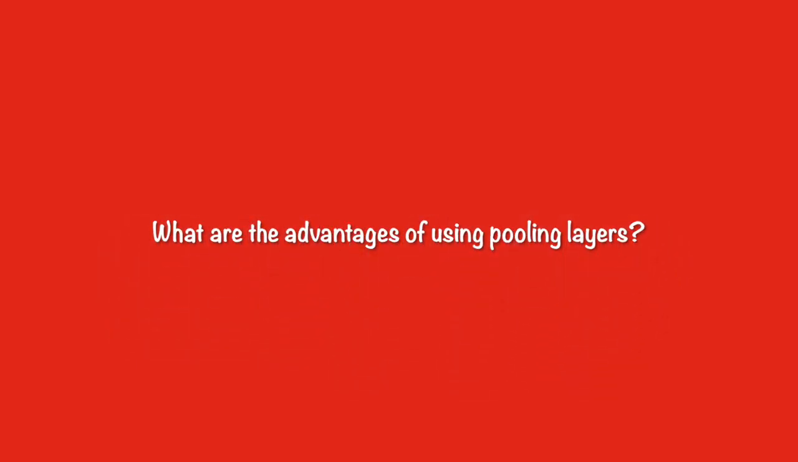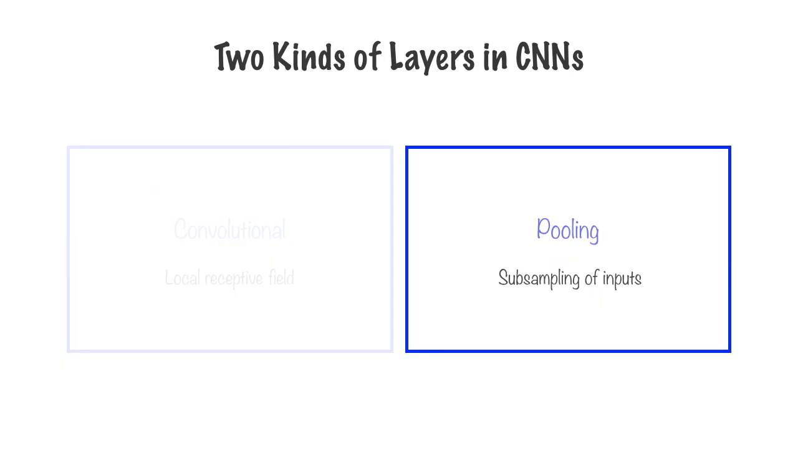This lecture covers why we would choose to use a pooling layer when we are setting up a convolutional neural network. So far, we spent a lot of time talking about convolutional layers. They're harder to understand and trickier to grasp. Pooling layers, on the other hand, are much easier to understand.